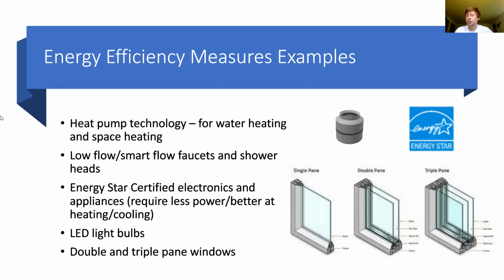Here we're going to get into some energy efficiency measures examples that you can do. A more and more common one these days is heat pump technology for water and space heating. Basically, it's just more efficient than previous types of heating, and it reduces the energy use. It takes advantage of the temperature of the environment to reduce the amount of energy it requires to heat and cool things. And then there's things like low flow or smart flow faucets and shower heads.